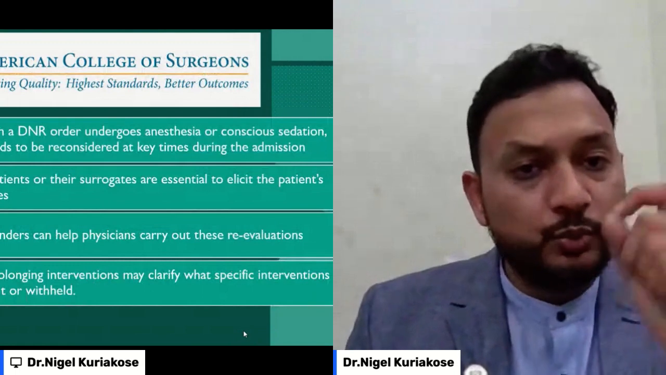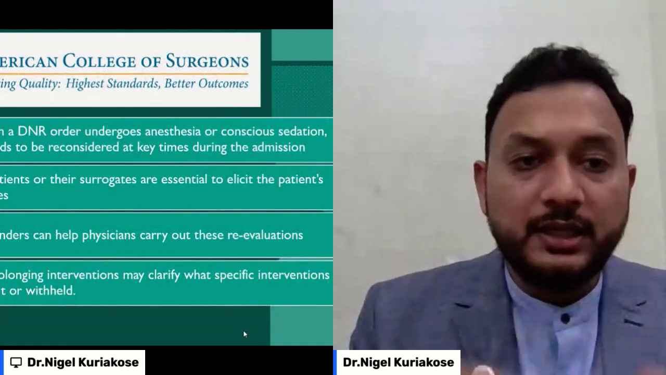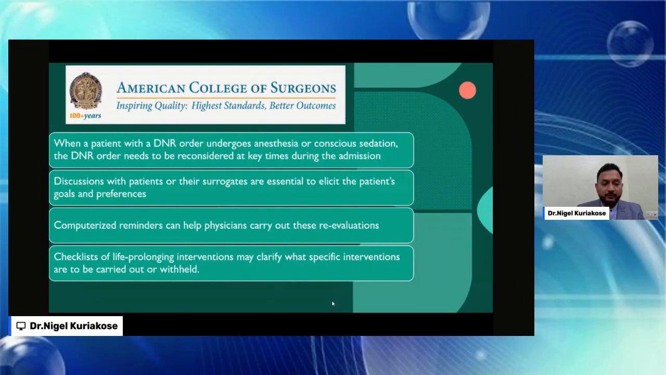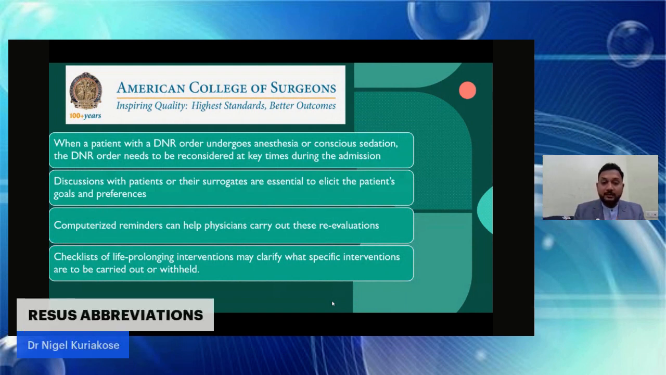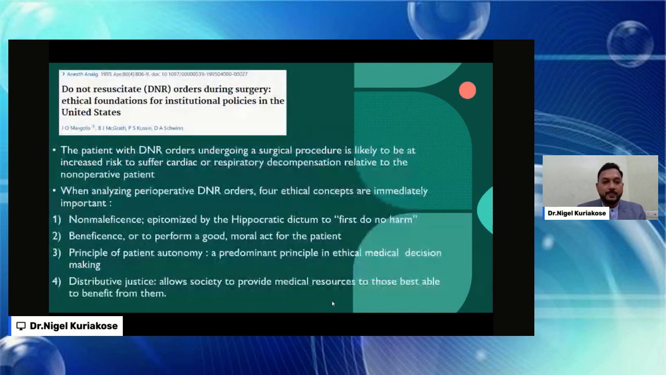Now, when a patient with a DNR order undergoes anesthesia or conscious sedation, the DNR order needs to be reconsidered at key times during the admission. For example, when the patient comes to theatre, discussions with the patients or their surrogates are essential to elicit the patient's goals and preferences. Computerized reminders can help physicians carry out these reevaluations. And checklists of life prolonging interventions may clarify what specific interventions are to be carried out or withheld.